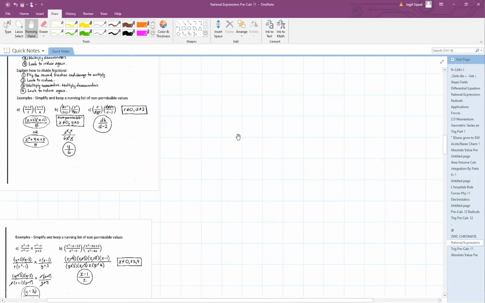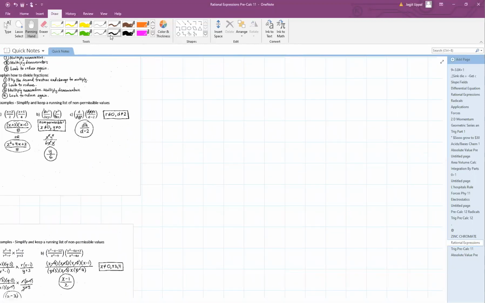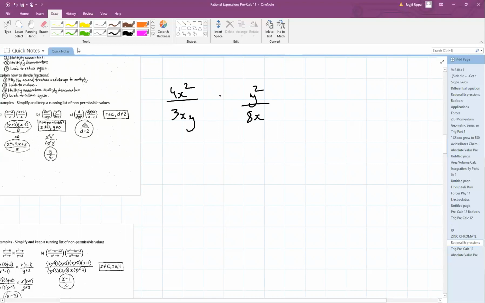Okay, good. Now we're going to talk about multiplying and dividing. So let's start off with a simple example where I give you 4x squared over 3xy, and we're multiplying this with y squared over 8x. Now, before you cancel anything, you need to write the non-permissibles. I see x at the bottom. What's my non-permissible for that? X cannot be equal to 0. And we have y at the bottom, so we say y cannot be equal to 0.